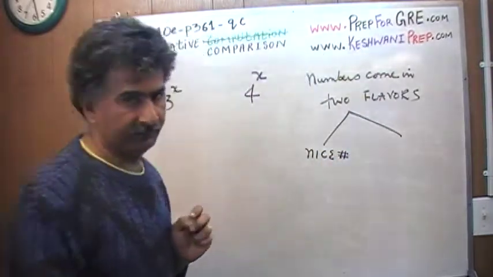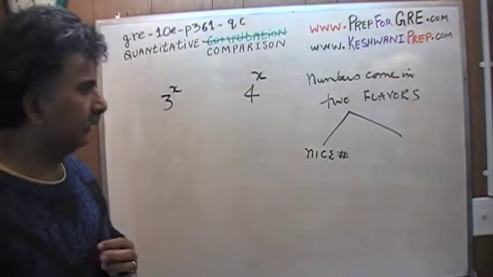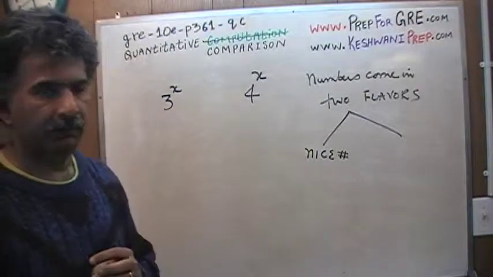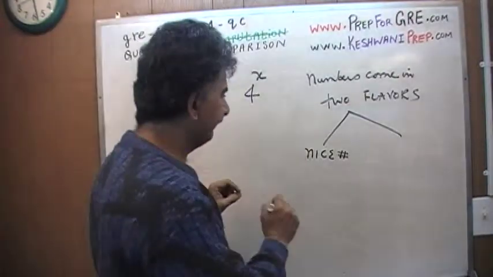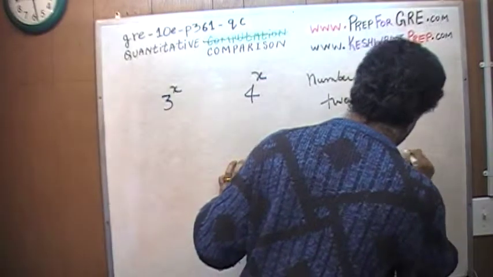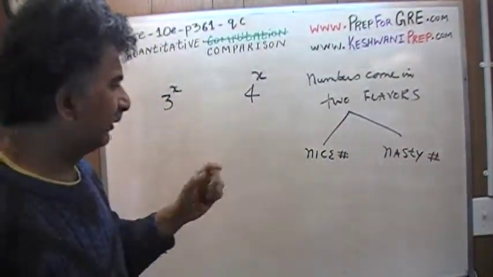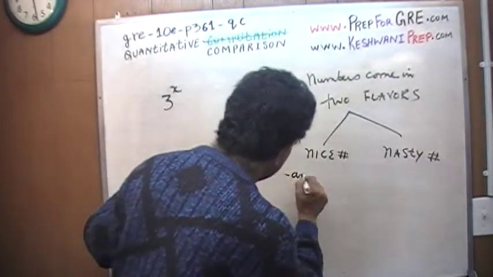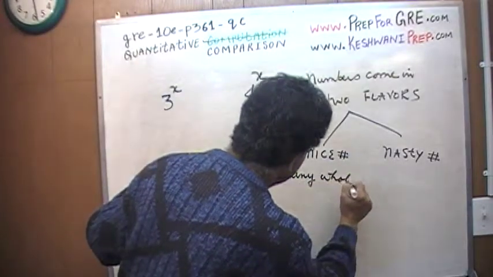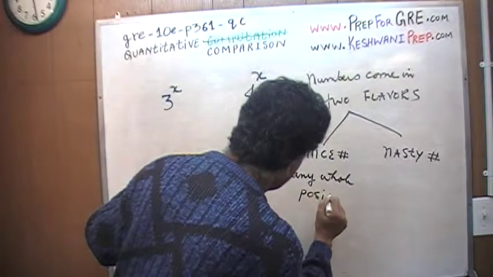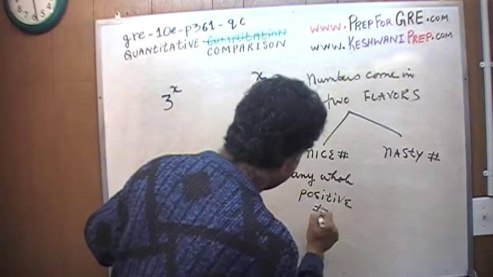Nice numbers? Yes, I know it's getting complicated. I know that. I'm sorry about that. Yes, it's getting quite complicated. Nice numbers and nasty numbers. Nice number is just any whole positive number, any whole positive number.